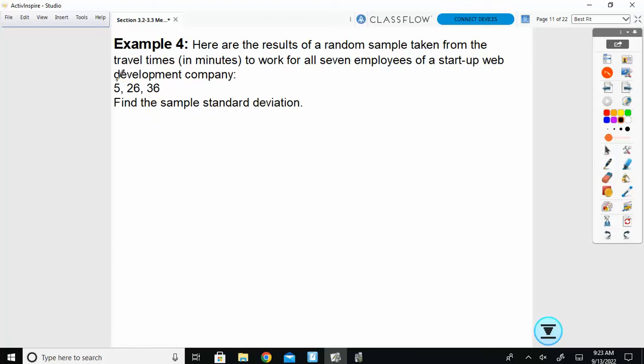So, I want to do sample standard deviation here, but I just gave you 3. This is not everyone because our company has 7 employees, I only gave you 3 of them. So we need X bar, the sample mean, first. So how would I get that? Add them all up and divide by 3.